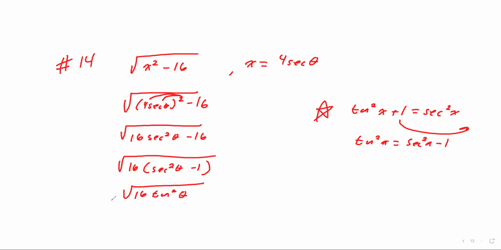All right, now that I have the square root of this, I can separate these into 2 parts. This is the square root of 16, and this is the square root of tan squared theta. And so the square root of 16 is 4, and then the square root and square cancel, so I am now left with 4 tan theta. All right, let's do one more, and I feel like you have everything that you need.